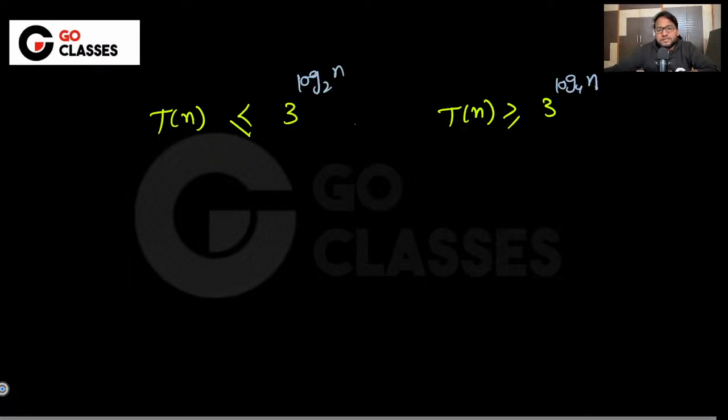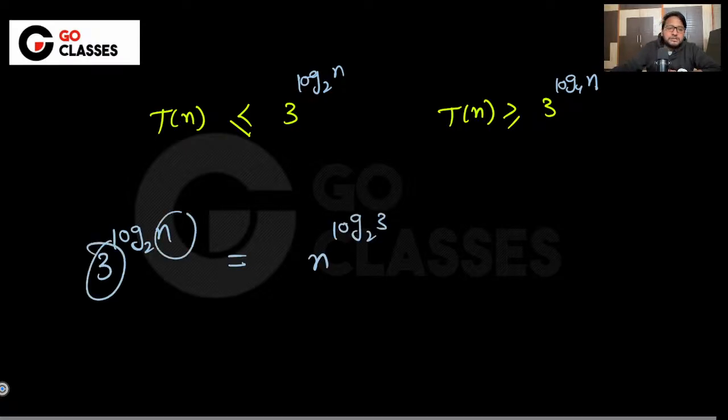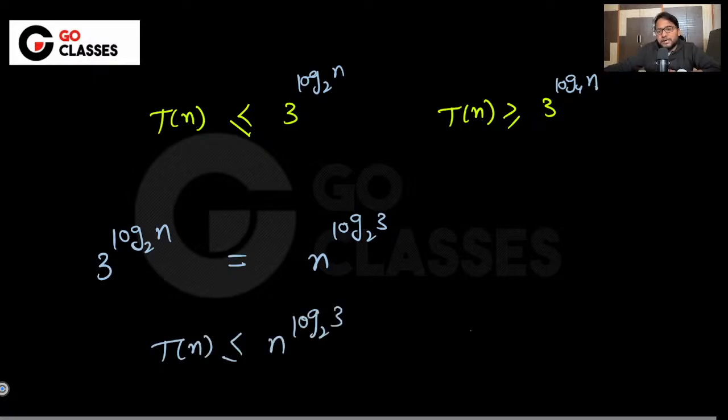Now since it is in the power, you can't again write the theta. But you can do one thing. If you remember, we can rewrite it as n power log base 2 3, which means you can exchange this. Do you remember this log property? You can definitely exchange this. Now this is saying Tn is lesser than or equal to n power log base 2 3. This is saying Tn is greater than or equal to n power log base 4 3, right? Log base 4 3.